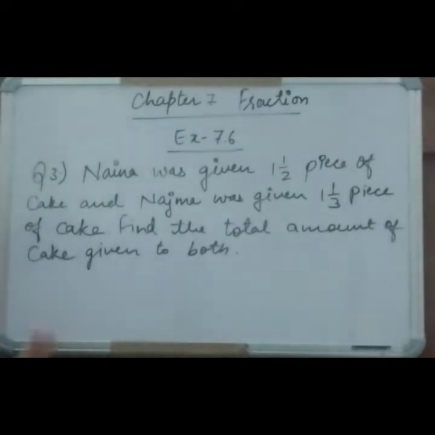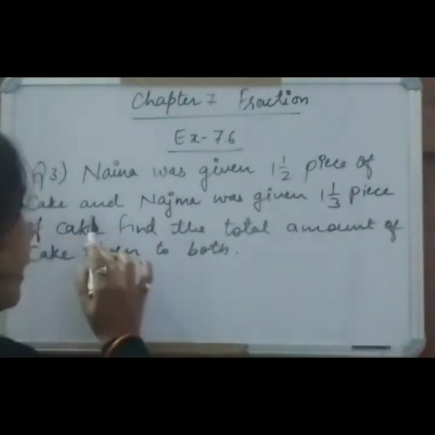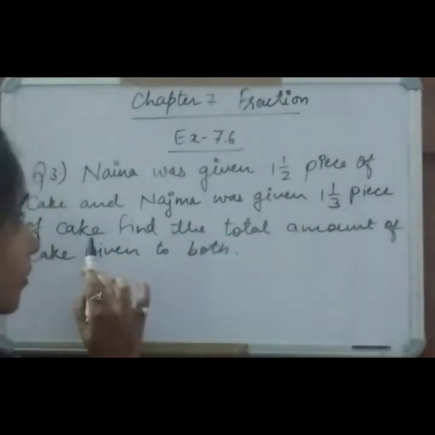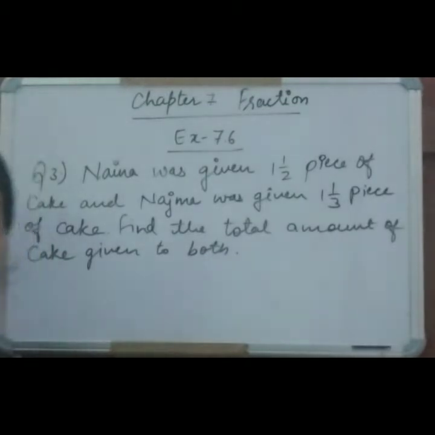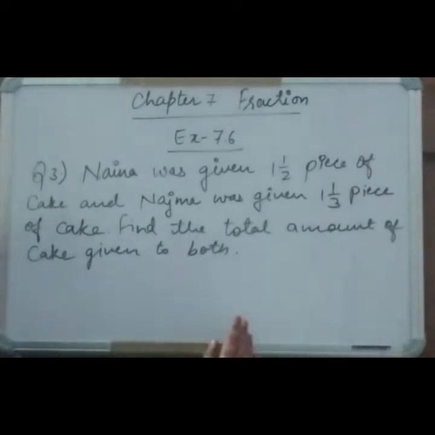Today we will again do the 7.6 exercise. Here I have the next question. Naina was given 1 1/2 pieces of cake and Nazma was given 1 whole 1/3 piece of cake. Find the total amount of cake given to them. Here it is written total amount, so what you have to do? You have to add them. You have to find out the total amount of cake, so you will find that by adding.